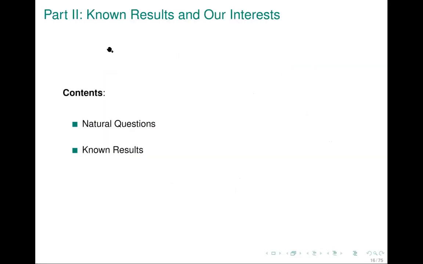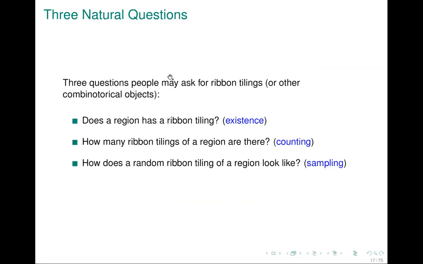So in part 2, I will introduce some natural questions and some known results. People may ask some natural questions for ribbon tilings or other objects. Say, does a region have a ribbon tiling? And if it has, how many ribbon tilings of a region are there? And maybe a follow-up question: what does a random ribbon tiling of a region look like? So the first question is an existence problem, the second one is a counting problem, and the third one is a sampling problem. Here, sampling means we are only interested in sampling from the uniform distribution. So here random means from the uniform distribution.